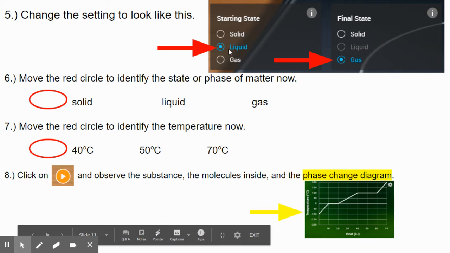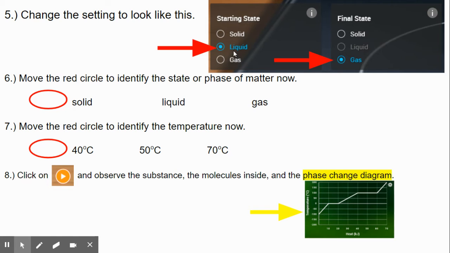So you're going to click where it is a liquid. Start as a liquid and then go to a gas. Again, you're going to move the red circle to identify the state or phase of matter, move where the temperature is now, and then you're going to click on the play to observe the phase change graph. So let me bring it up over here.